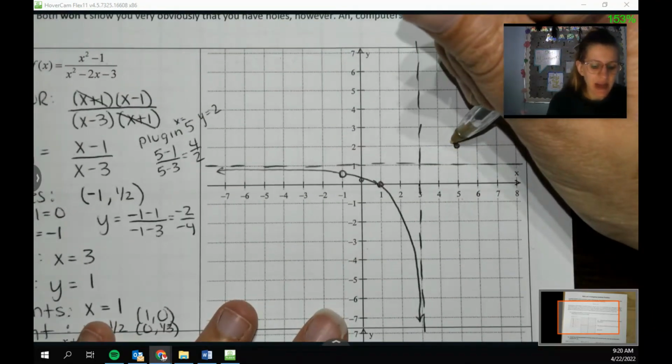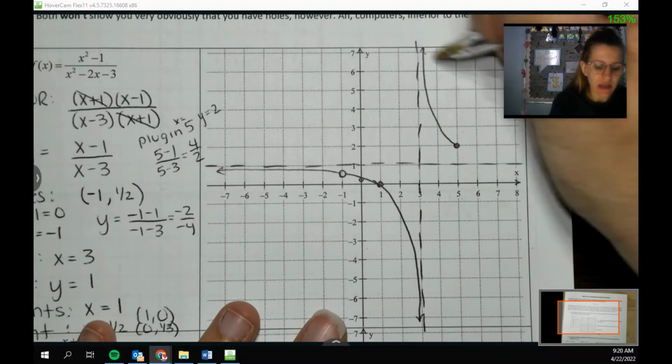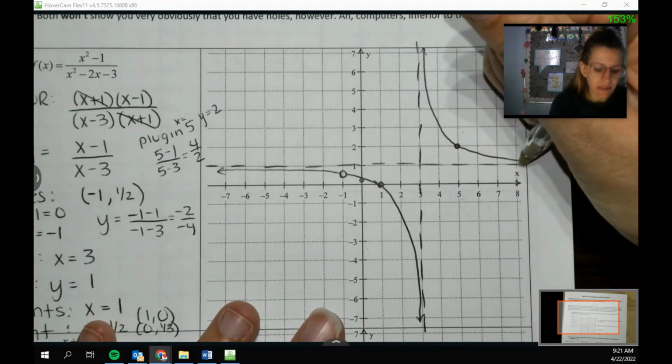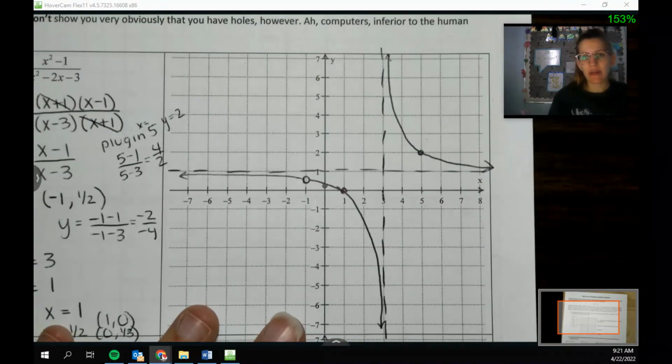And at this point, I'm just going to follow the asymptotes. Okay, so hopefully we feel pretty good about that graph.